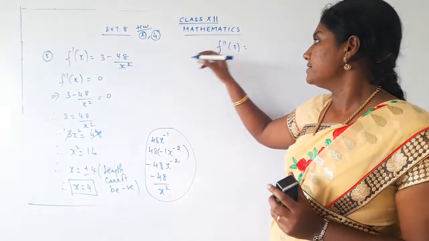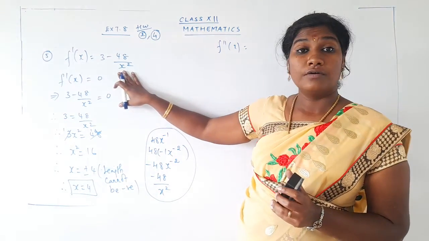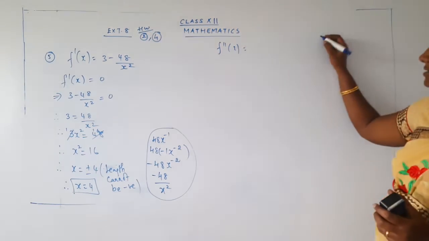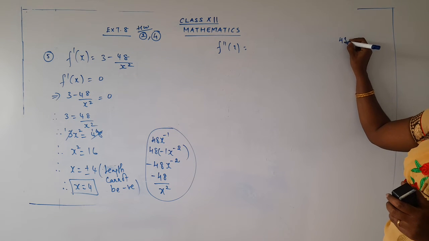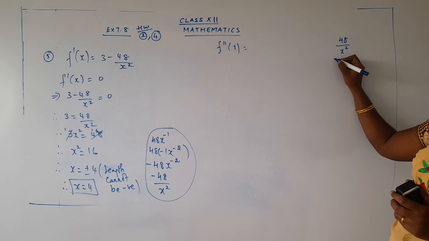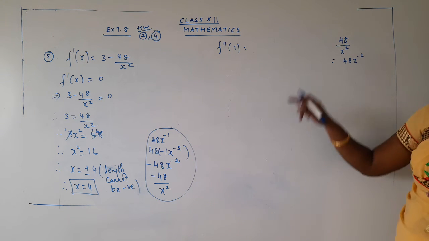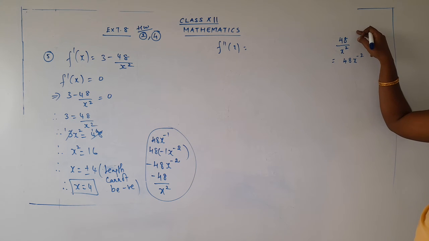Derivative of 3 is 0. So I will not write it down here. So let's find out the derivative for 48 upon x square. I will just work it out here. See, 48 upon x square. I am not taking the sign now. I will take the sign later on. So this can be written as 48 x raised to minus 2. The power is positive here, so I have taken it to the numerator part.